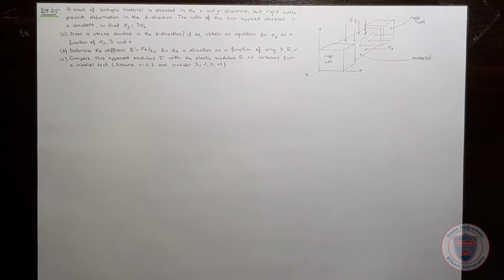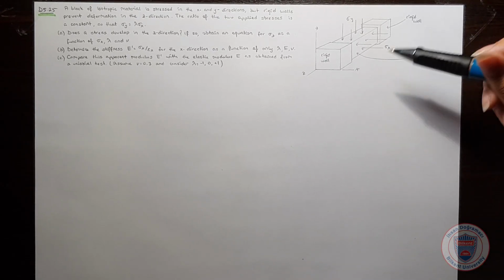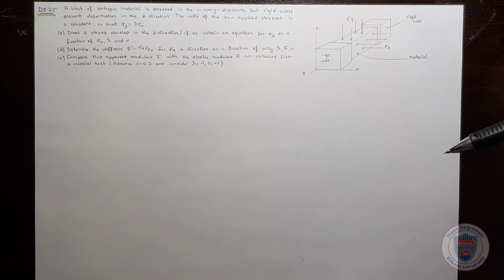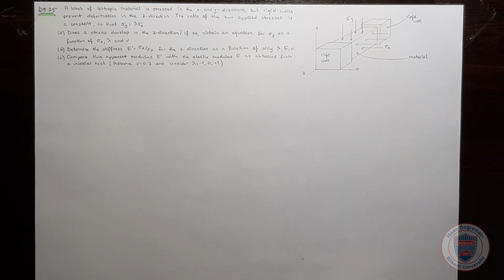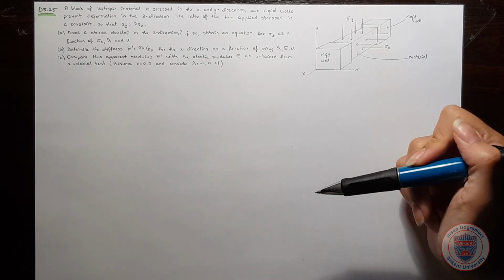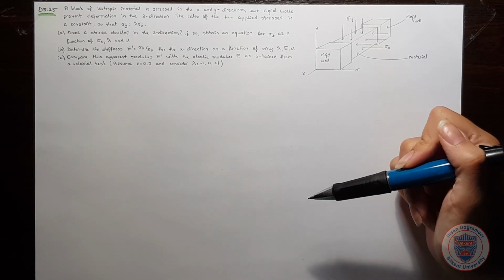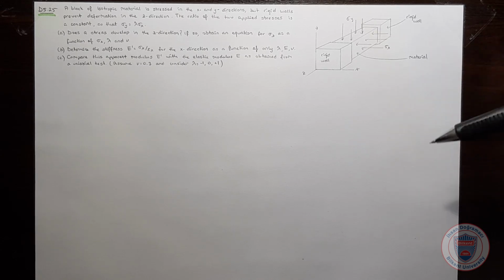In this question, we have an isotropic material which is stressed in the y and x directions. But there are rigid walls which prevent deformation in z direction. We know the relation between sigma y and sigma x. In part A, we would like to find if any stress develop in z direction.